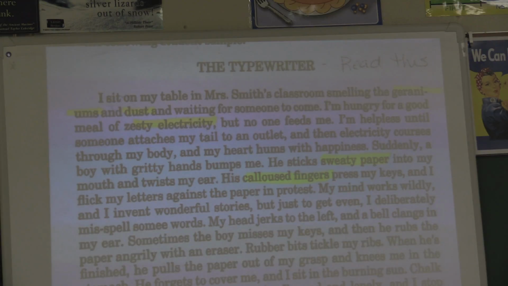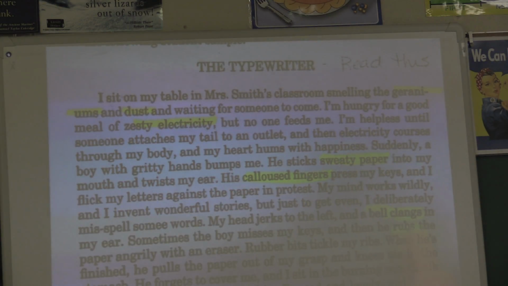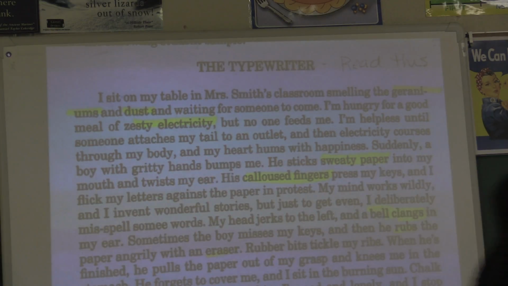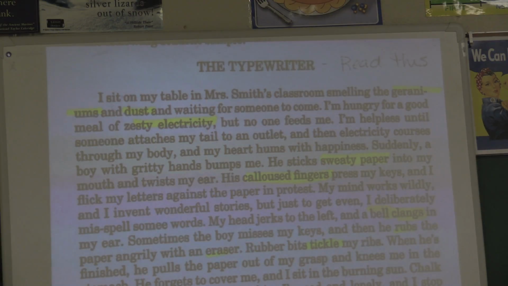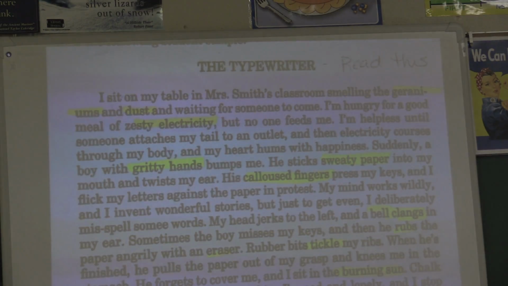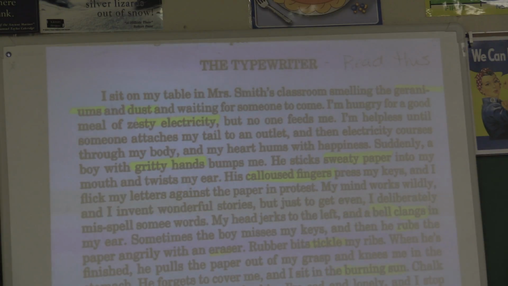What does he hear? The bell. The bell, the clang, right? Okay, can we please shut the Chromebooks, please? Those of you who are sneakily trying to keep working. This is important, okay? So he hears the bell clang. He feels the rubbing of the eraser on him. What about the rubber bits? They tickle, okay? And then he feels the burning sun, okay? So, and gritty hands up above that. So he has very good descriptions of if he were a typewriter, what would he see, hear, smell, taste, feel?